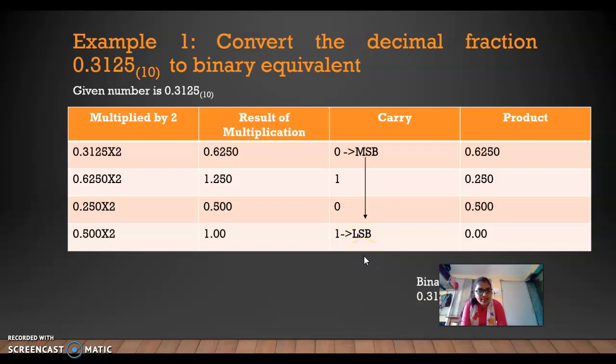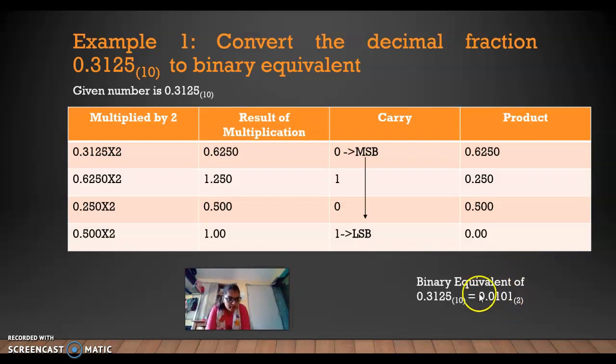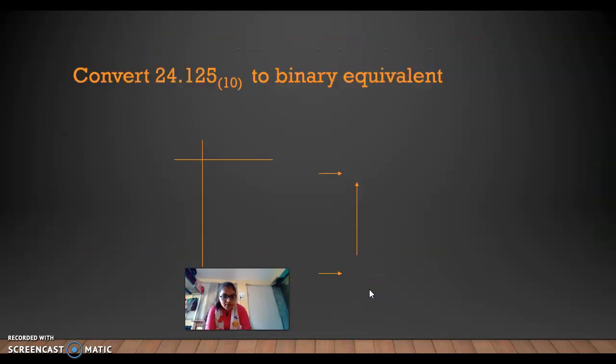Now, write the binary equivalent digits. What are the digits? Digits are 0, 1, 0, 1. So, write the first 0 as it is, then the point. The binary equivalent of the decimal fraction is 0.0101. Let me take another example so that the concept will be clear for you guys.